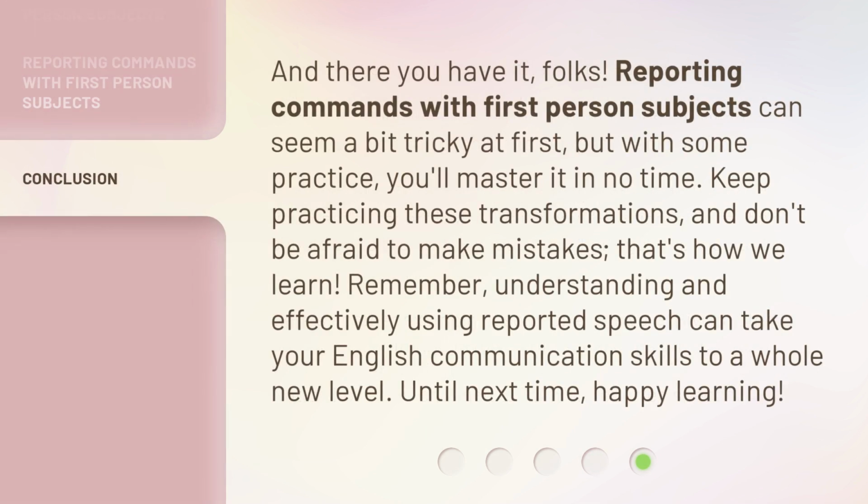And there you have it, folks. Reporting commands with first-person subjects can seem a bit tricky at first, but with some practice, you'll master it in no time. Keep practicing these transformations, and don't be afraid to make mistakes. That's how we learn. Remember, understanding and effectively using reported speech can take your English communication skills to a whole new level. Until next time, happy learning!